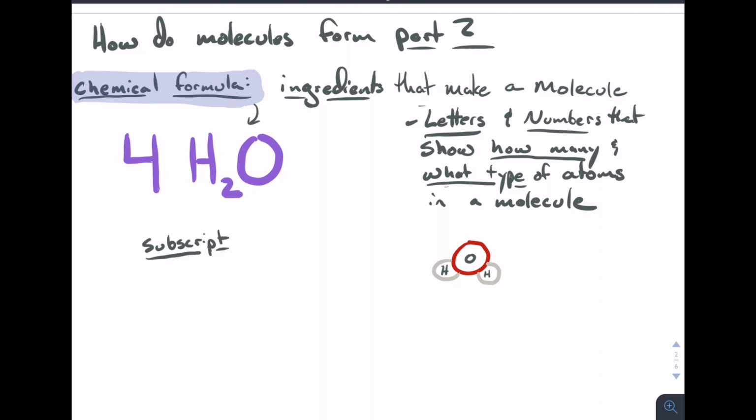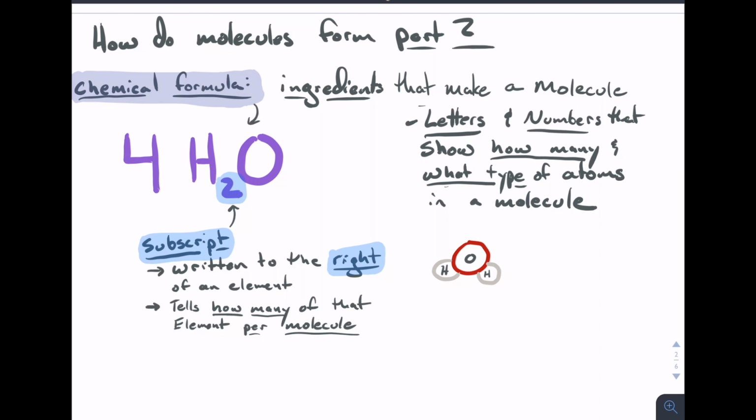So let's start with this little 2 here first, and that's what we call the subscript. We call it the subscript because it's sub, as in written smaller down below. Now what does the subscript tell us? The subscript is written to the right of an element, and it tells us how many of that element there are per molecule. So in our case, since the 2 is to the right of the H, that means in each molecule of water there are 2 hydrogen atoms. Okay. So how many of that element there are per molecule?